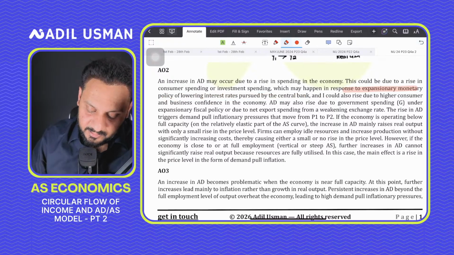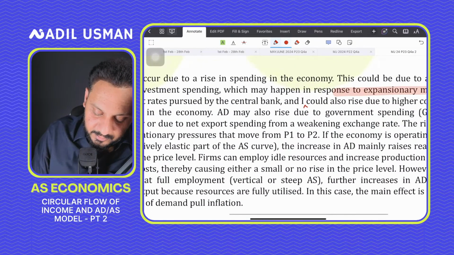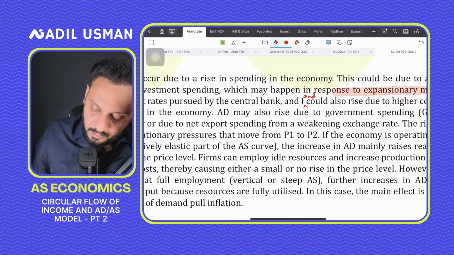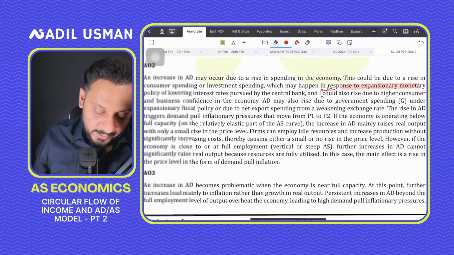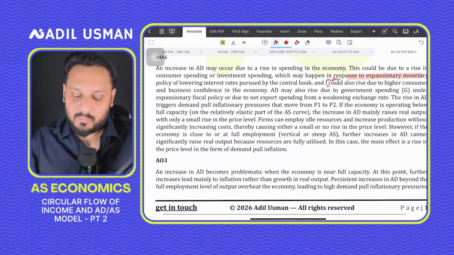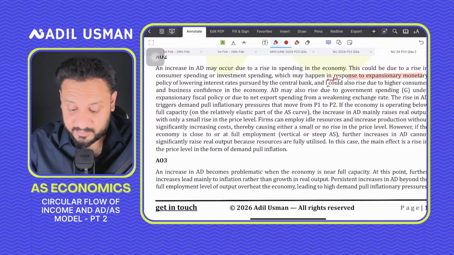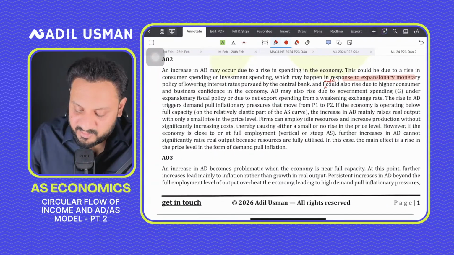This is actually an I and C, that is investment spending and consumer spending could also rise due to higher consumer and business confidence. So if consumer confidence and business confidence is going up, that could also cause a rise in AD. Or maybe AD is rising due to government spending.